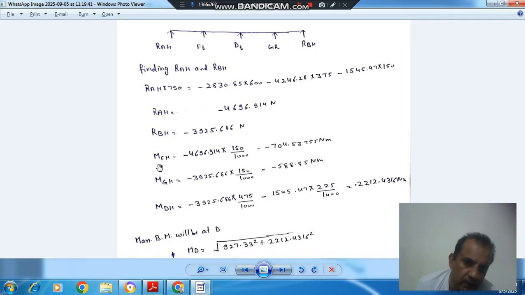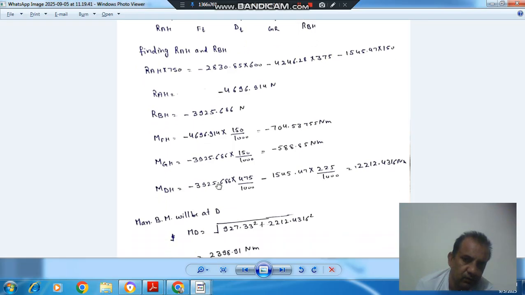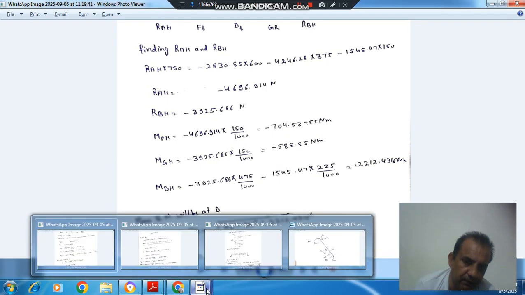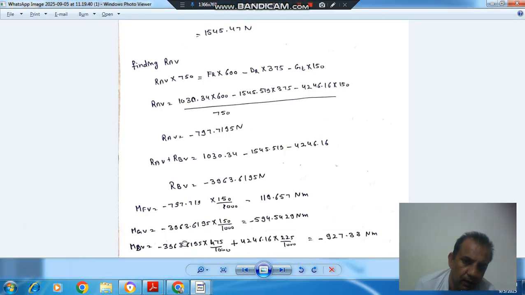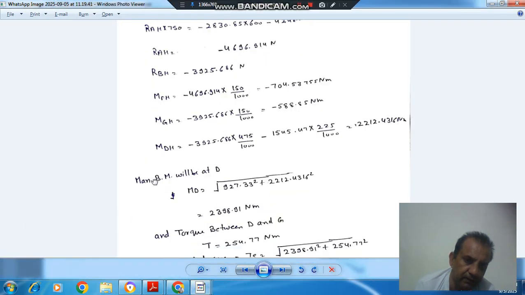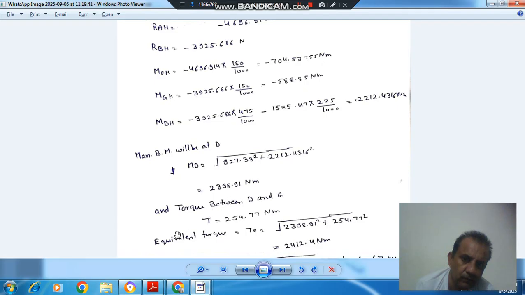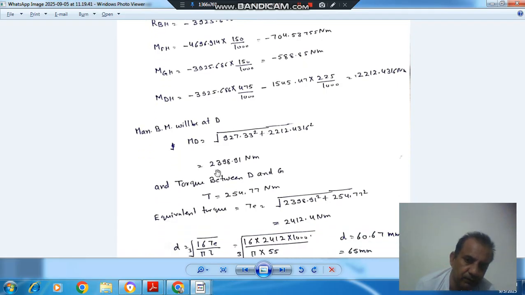Similarly, we can find out MFH, MGH and MDH. After finding out the horizontal and vertical bending moments, we can see that MDH is the maximum in magnitude and MDV is also maximum in magnitude. So from these two we can find out the resultant bending moment, which will be 2398.91 Newton meter. This is at point D.